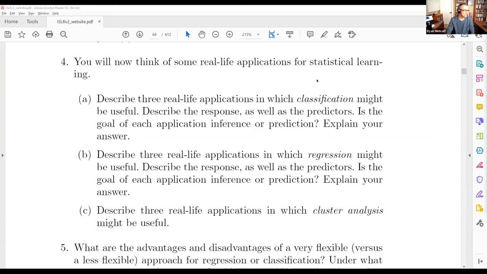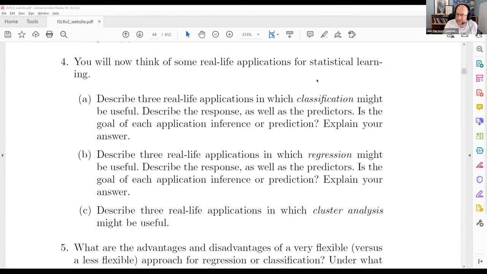All right. Thank you, John. All right. Shamsuddin pointed out one of the classic classification problems, email spam classification. That is definitely a classification problem. The response is spam or not. And then predictors are lots of things, mainly the text, but you've got things about the subject, you could have things about the headers in the email. And that is one where your goal is pretty purely prediction.